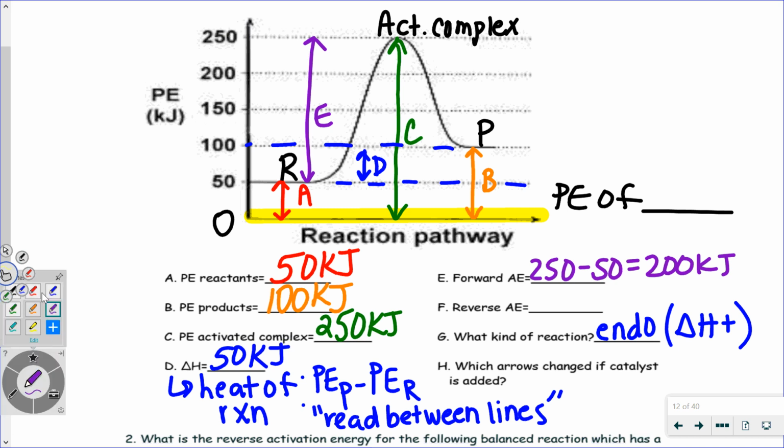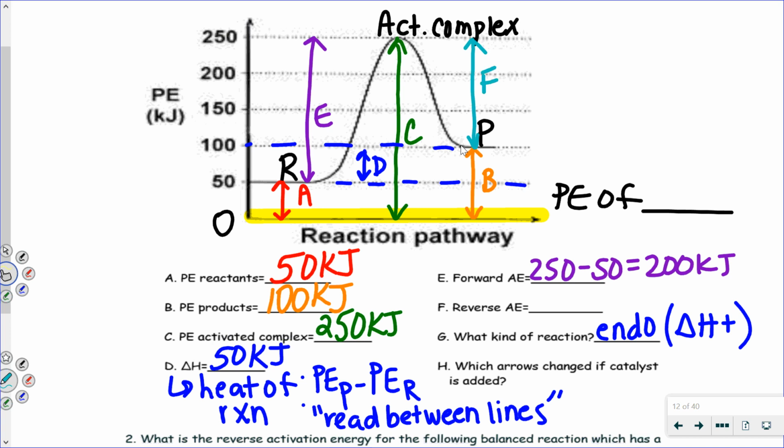Let's switch our pen again. Let's go to this. We're now going to do the reverse activation energy. That's reading from right to left. So it's not the potential energy of anything, so we don't start our arrow at the x-axis. For the reverse activation energy, we're going to start at the products and go to the top of the curve. So I'm going to label that F. So we start at 100 and go to 250, so that's a total distance of 150. If it helps you, do 250 minus 100 gets you 150, that's fine as well.